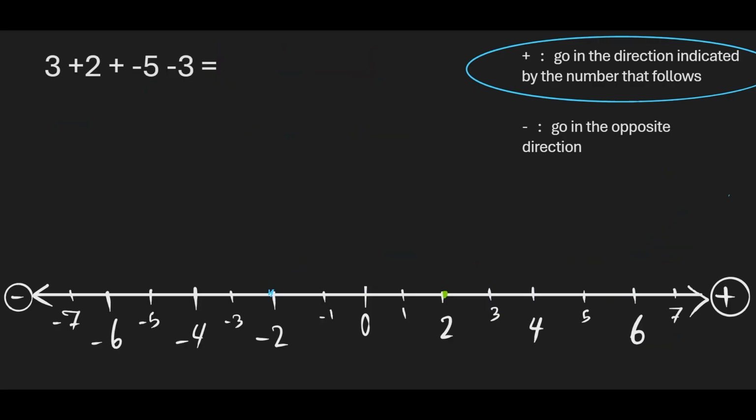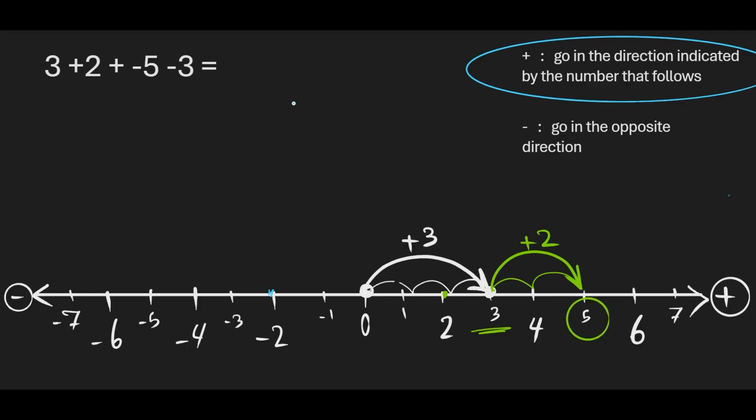So looking at a little bit more of a complicated example, here we have 3 plus 2 plus negative 5 minus 3. We move 3 units in the positive direction, so we go 1, 2, 3. And we end up here at the positive 3. We have plus, that means go in the direction indicated by the number. This is a positive number, so we continue going to the right. We move 2 units to the right, 1, 2, and we end up here at this positive 5 right here.